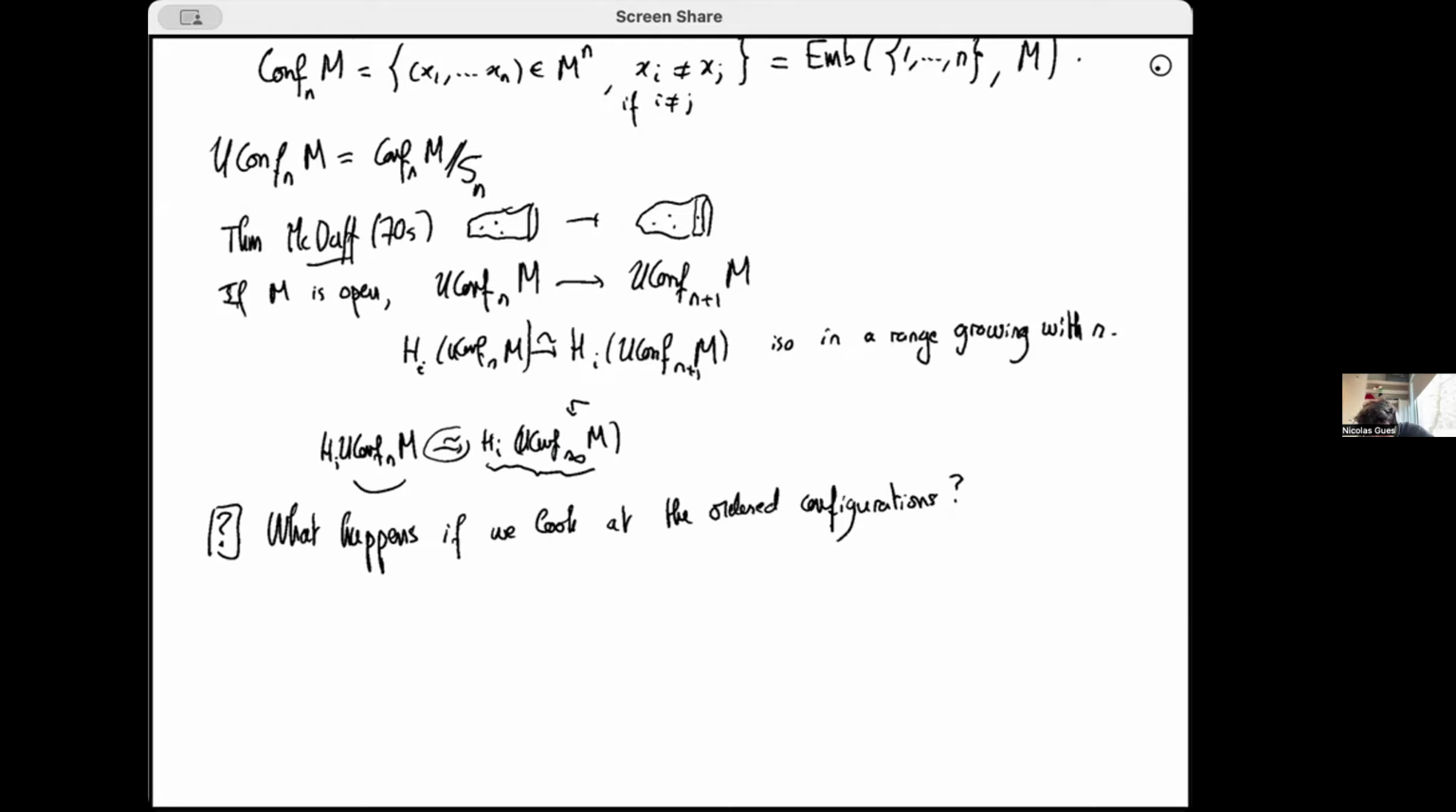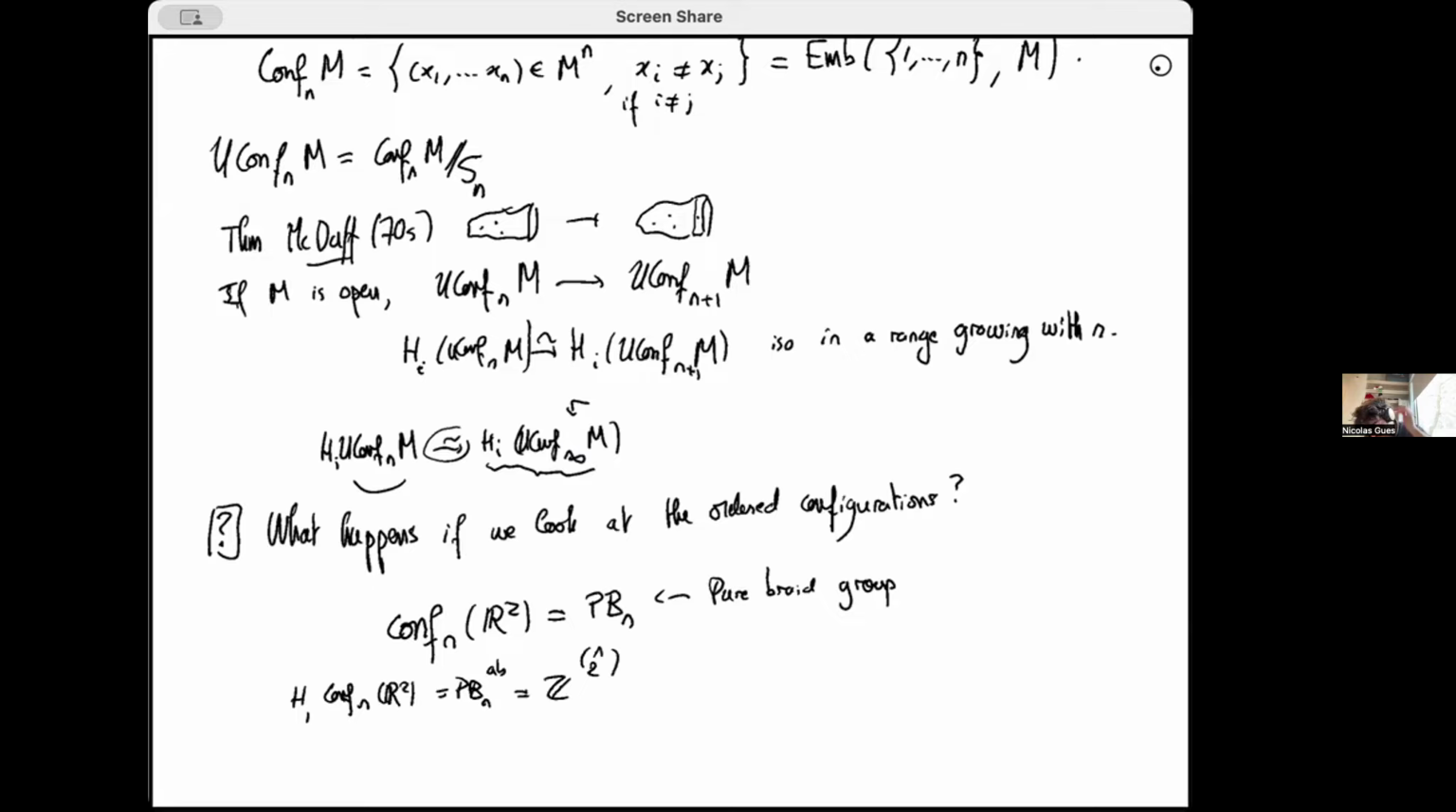Let's try to compute some example. If I look at configurations ordered inside R2, this is a classifying space for the pure braid group on n strands. And it's quite easy to see when you look at the presentation of the pure braid group that the H1 of this, being the abelianization of this, is a free abelian group on n choose 2 generators.